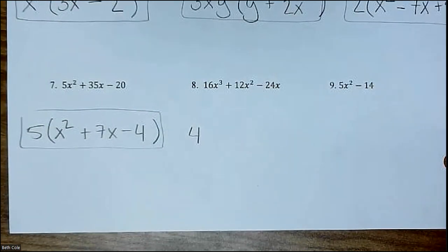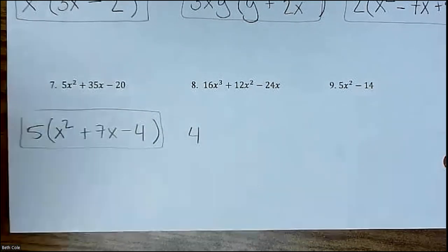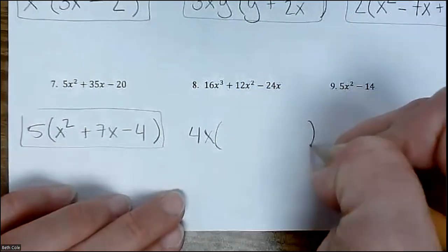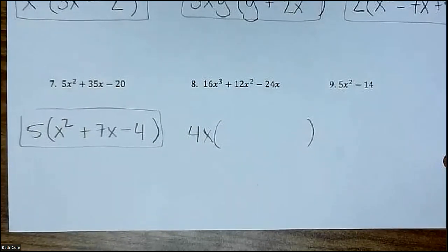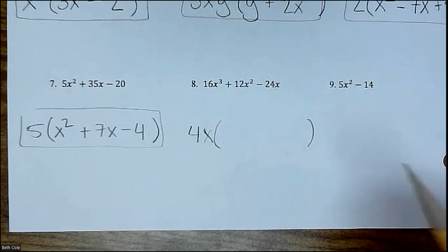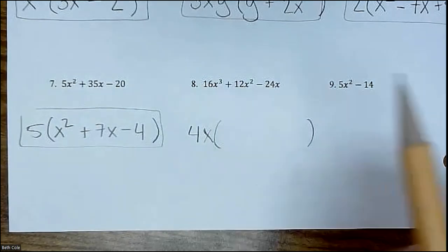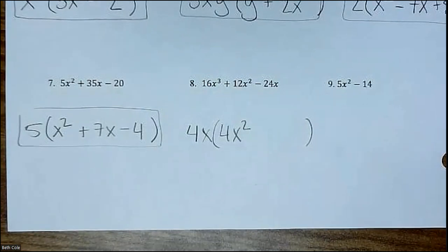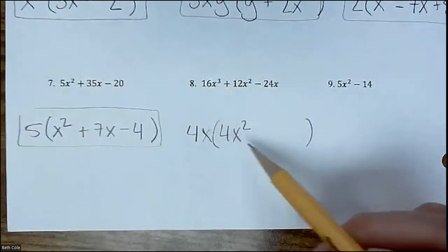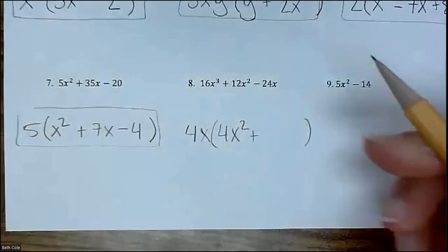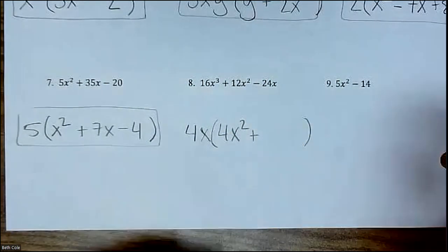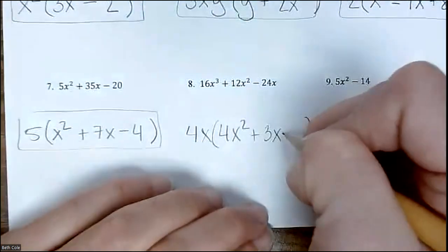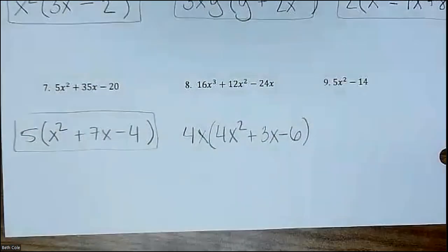Okay, hold on. We're just not there yet. What else can you take out? X. Good. So we're going to divide them all by 4x. So 16 divided by 4 is 4x. Good. Why is it squared? Because there's 3 and then minus 1 is 2. Good. Plus, all right, now do the next one. 12 divided by 4. 3x. Good. You guys are getting it. Minus 6. Perfect.